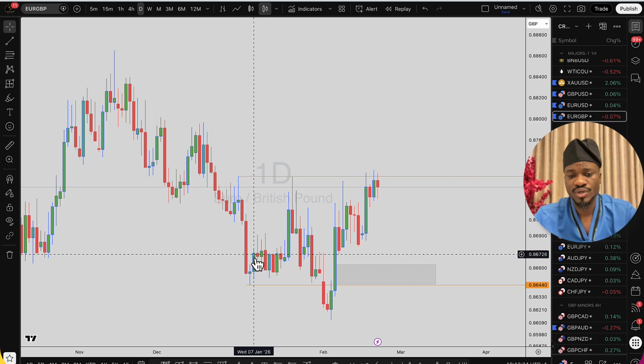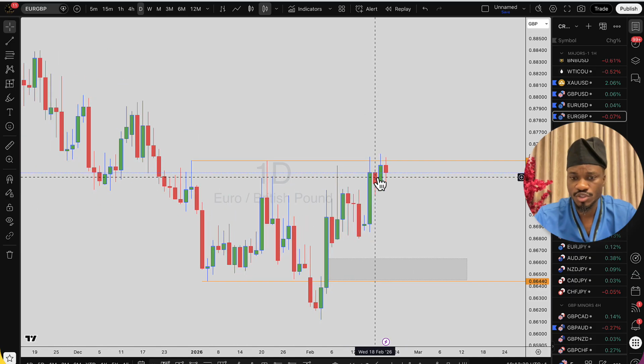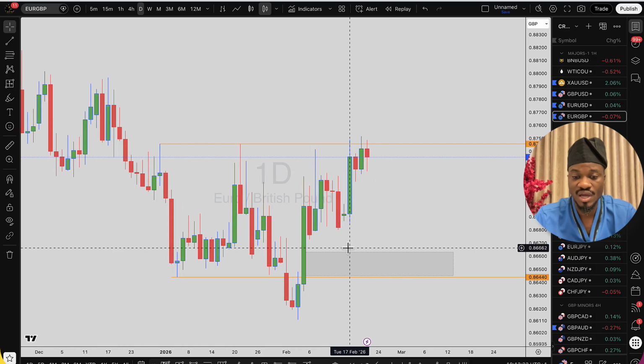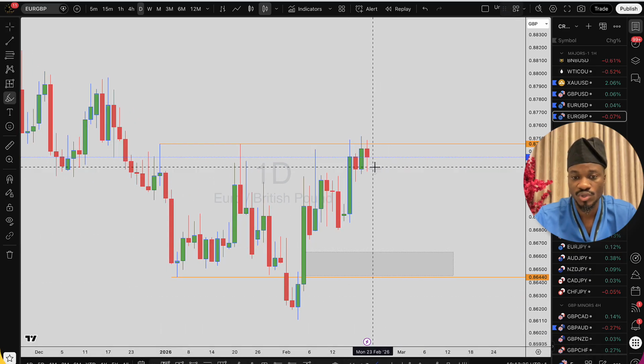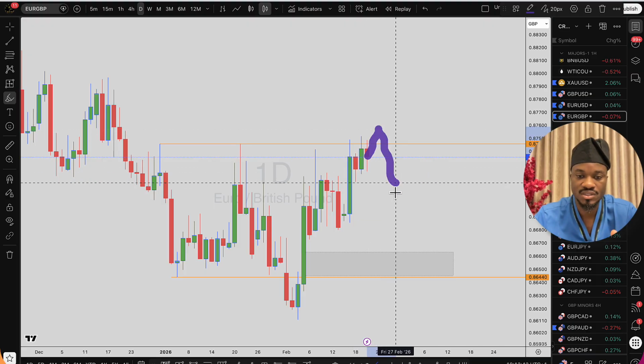Price depreciated all the way down, and currently right now we are testing the same key level resistance. You can see there have been a lot of rejections at this zone. So next week there's a higher tendency for price to have a bounce down from this level all the way down. But before we can have a bounce down, it will be better if we can have something like a sweep of liquidity before price bounces down.